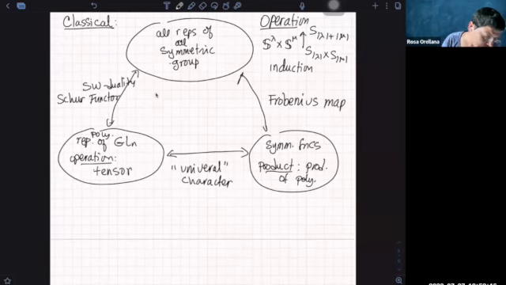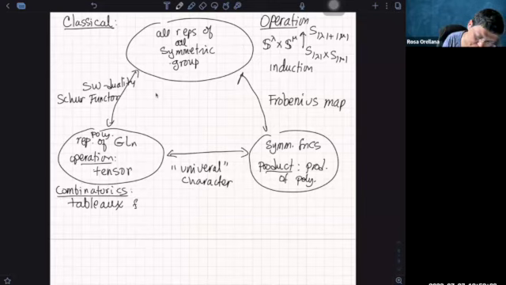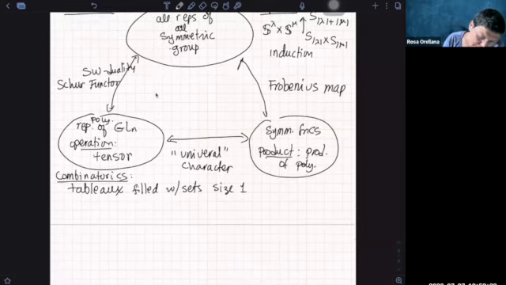And we have combinatorial structures. Here, the tableau. So the combinatorics that helps us understand all of this are tableaux filled with numbers, with sets of size 1, or multisets of size 1.